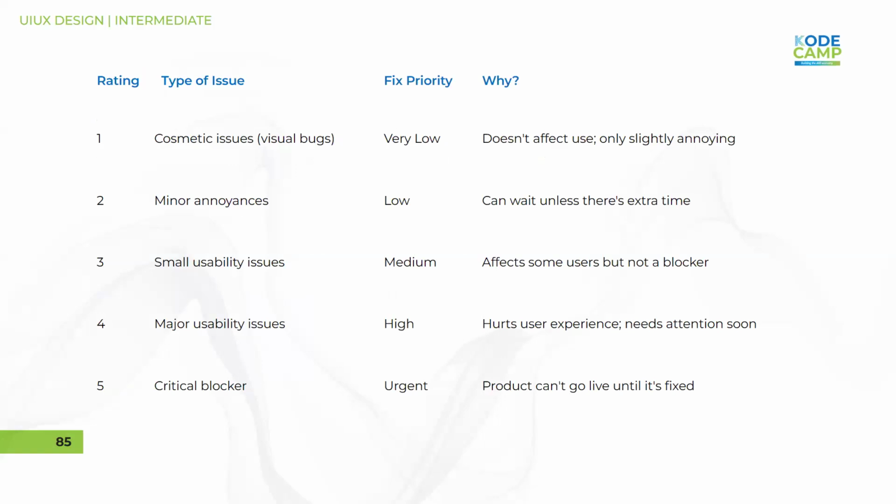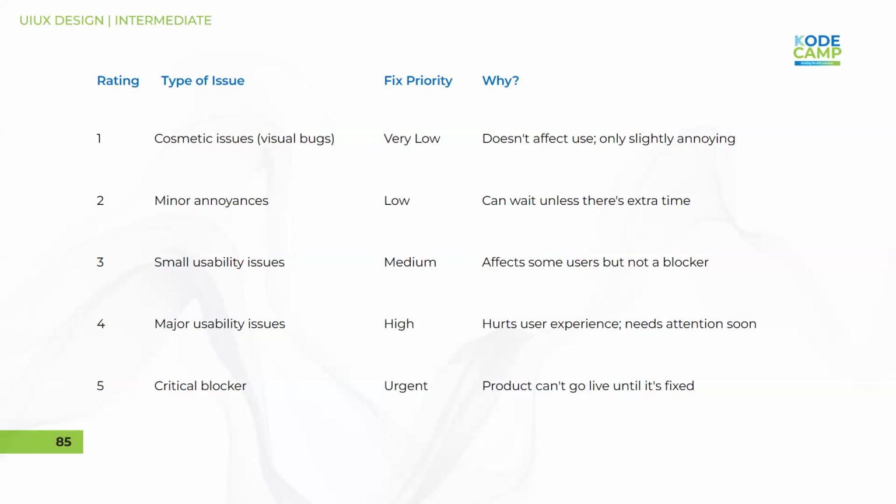So number 1, cosmetic: a visual bug, very low, fix priority very low. You don't really need to fix it, except you want to. This doesn't affect users. It's only slightly annoying, or it's something users can easily overlook or can't notice. Okay, so if it falls on 2, that means it is a minor annoyance. Your fix priority should be low. So it can wait unless you have extra time.